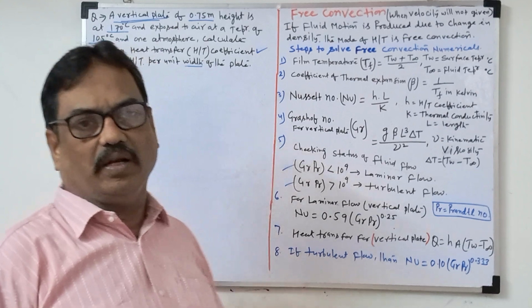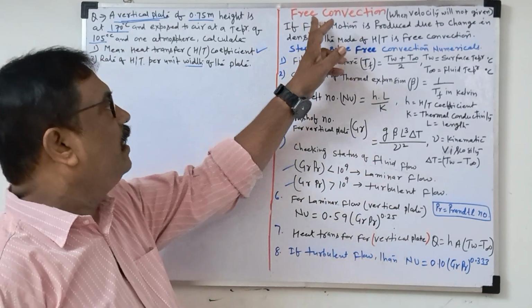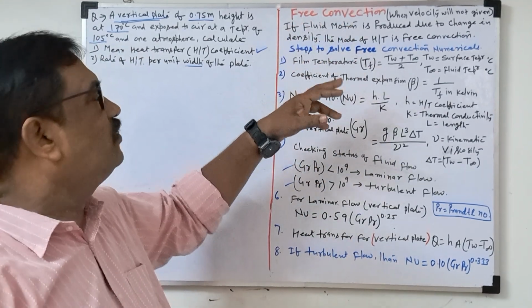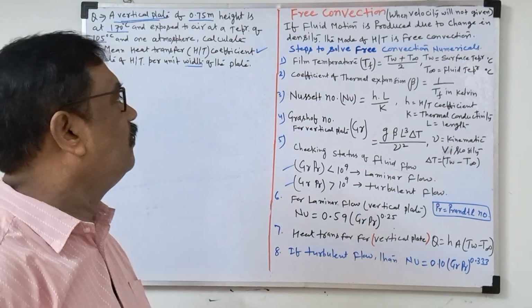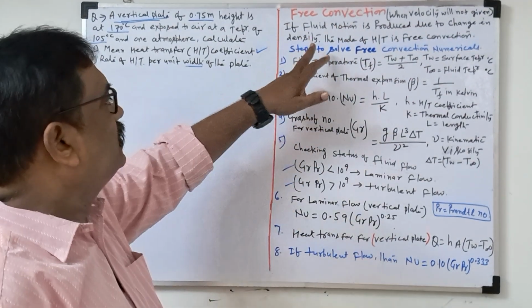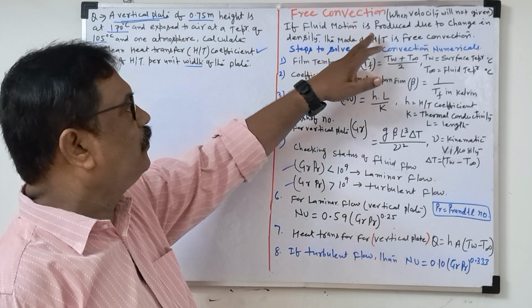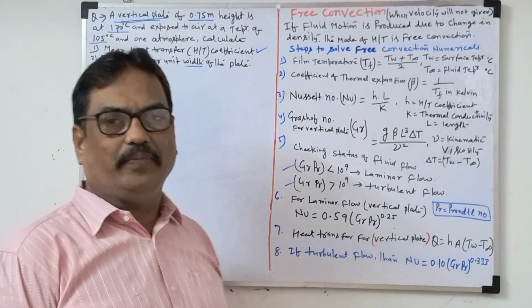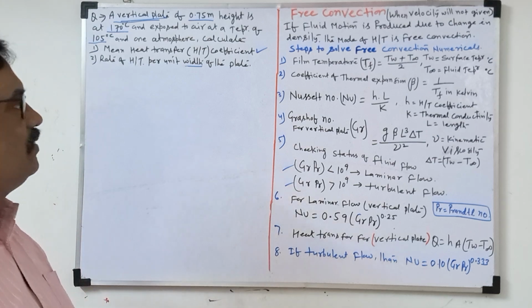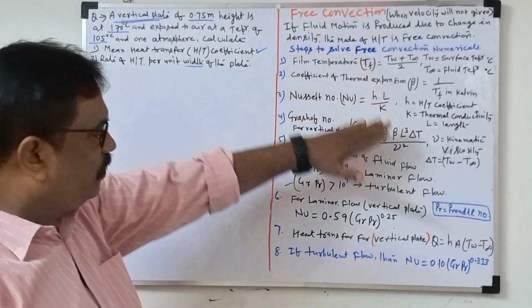And natural convection or free convection. Natural convection and free convection both are the same. So when velocity is not given, this will be the free convection problem. So what is free convection? If fluid motion is produced due to the change in density, the mode of heat transfer is known as free convection or natural convection. So these steps I wrote already.